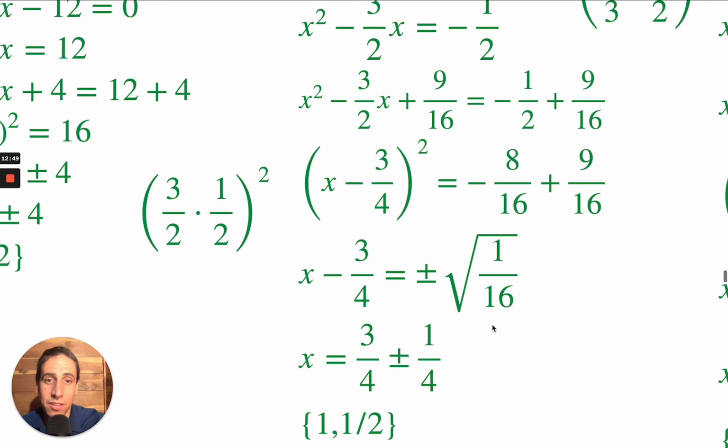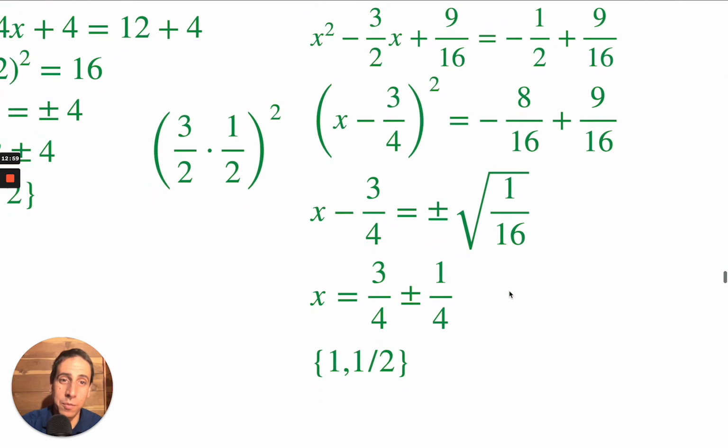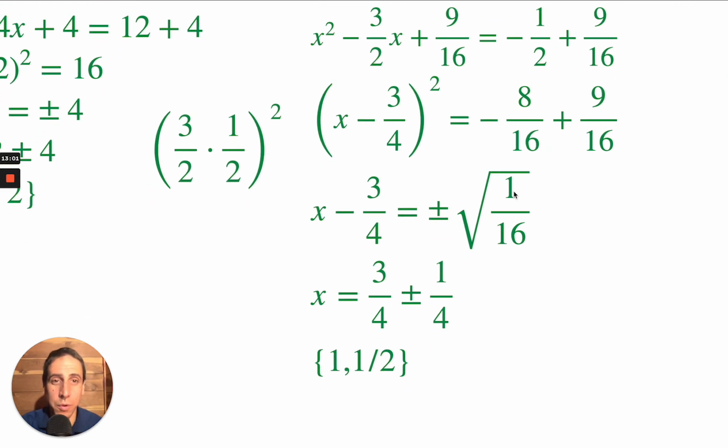But I can even take the square root of 1/16. Just like the square root of 16 is 4, the square root of 1 over 16 is 1/4. That's the fraction that when you multiply it by itself, you get 1/16. You can also take the square root of 1, and that's 1, and the square root of 16, and that's 4, and there it is. I'm going to undo the subtraction with addition, and now x is equal to 3/4 plus 1/4, or 3/4 minus 1/4. And when you do those two things, these are the two numbers you get as your solutions.